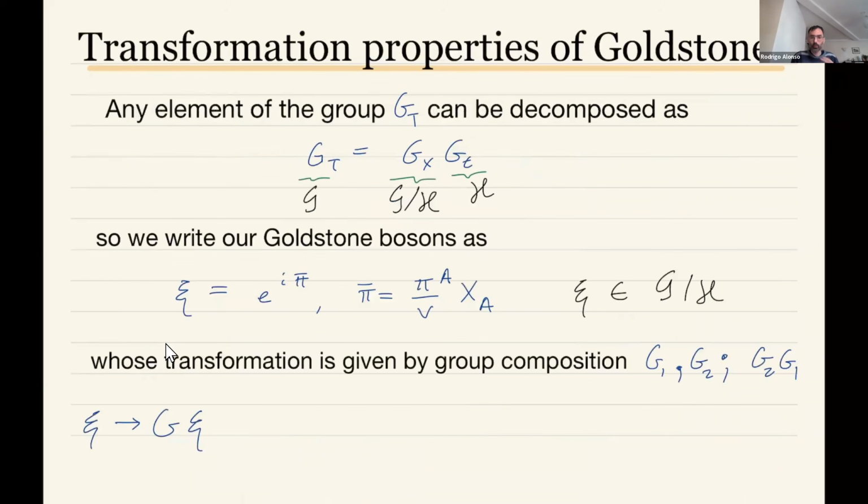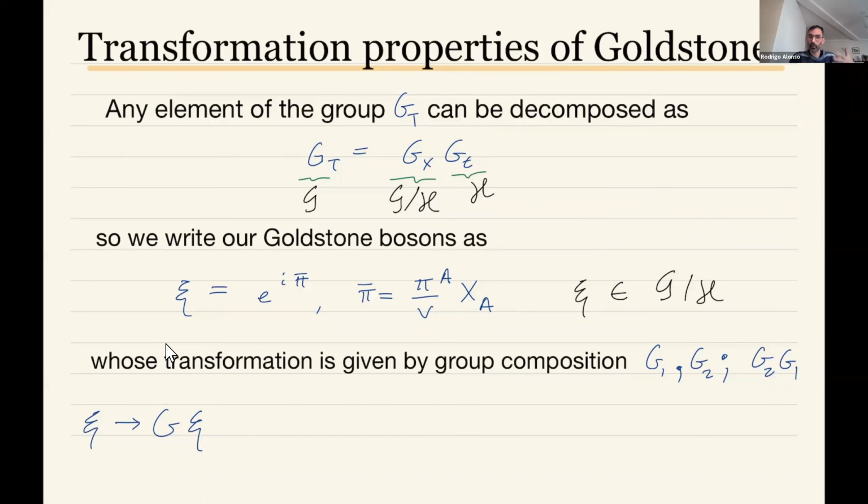Now we can always write any element of the group. I know I'm giving you quite a few definitions, but please bear with me. We'll get to the physics soon enough. Any element of the group, G sub T, can be factorized into an element of the broken part of the group and an element of the unbroken part of the group.